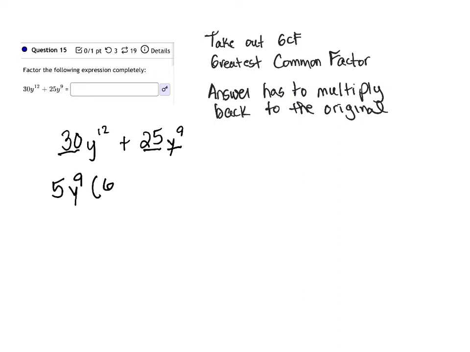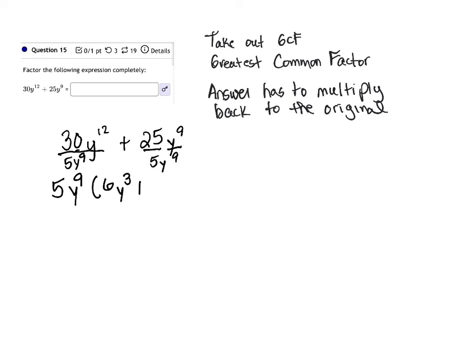And that means you're dividing each of these by 5y to the 9th, because that is your greatest common factor. So 30 divided by 5 gives us 6. Y to the 12th divided by y to the 9th: the base is the same, you're dividing, so you subtract. You take those 9 away from the 12, so that's going to leave you y cubed.